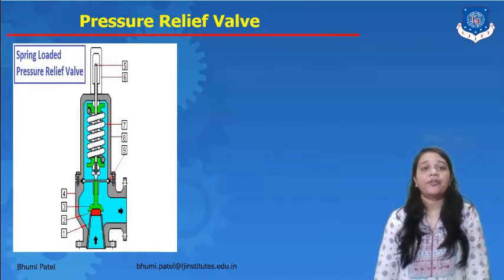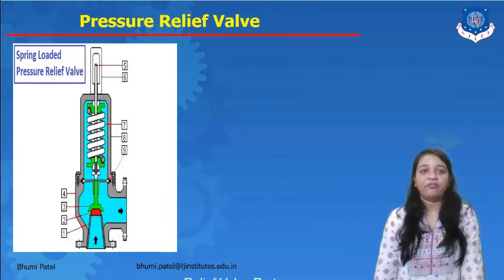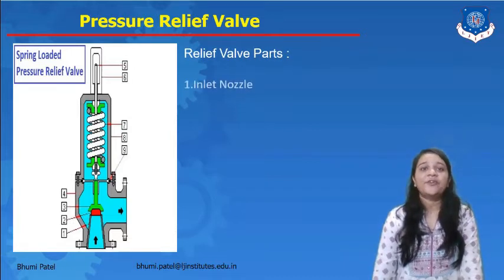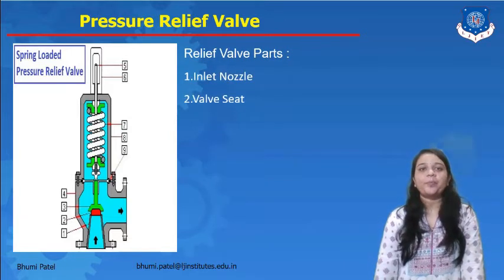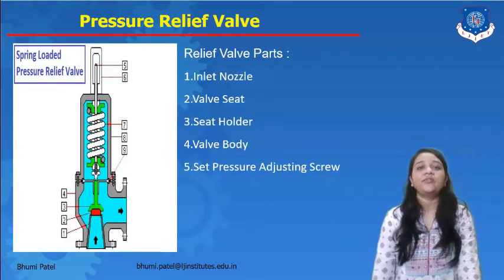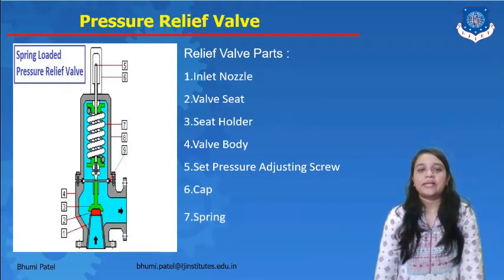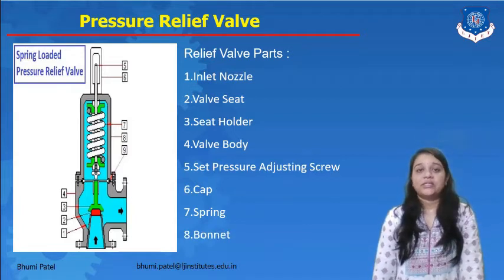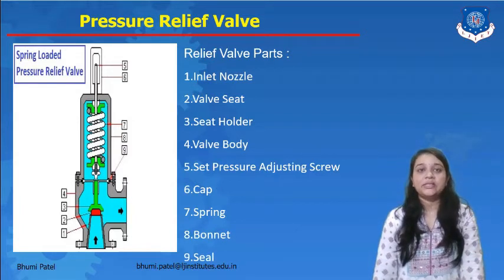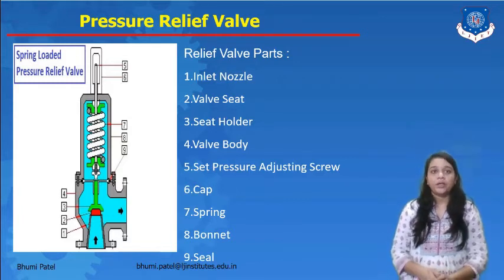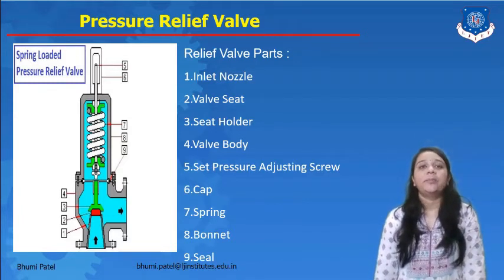There are different components used in the pressure relief valve. The relief valve parts: the first part is the inlet nozzle. The second part is the valve seat. The third part is the seat holder. The fourth one is the valve body. The fifth one is the set pressure adjusting screw. The sixth one is the cap. The seventh one is the spring that we use for the pressure relief. The eighth one is the bonnet and the ninth one is the seat. Using these components, we can relieve the pressure in the particular control valve.